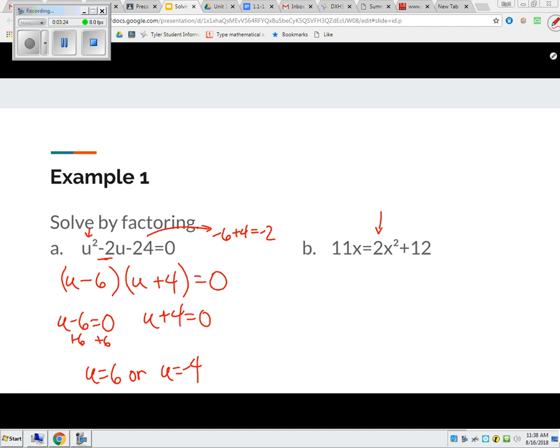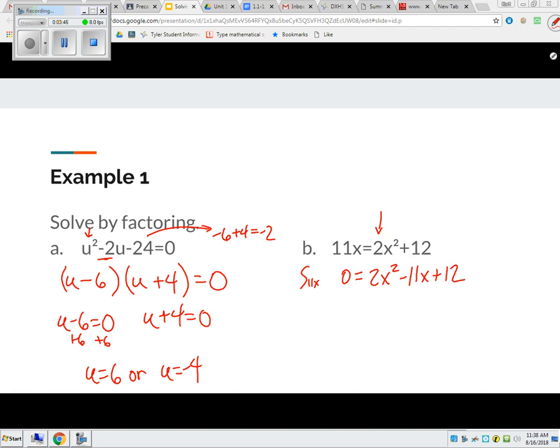So instead of moving everything to the left to make it look like problem 1a over here, I'm going to actually just subtract 11x from both sides. And so that's going to give me a 0 on this side. And I'm going to sandwich that 11x right here in the middle. So it's just kind of the flip-flop of the problem I just worked.